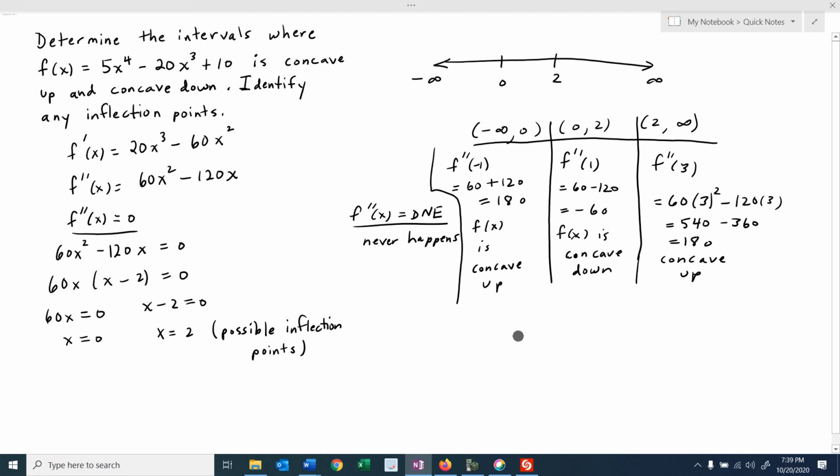Okay, so now let's see if we can identify the inflection points. So at 0, it is changing concavity, right? It's changing from concave up to concave down. That's the definition of an inflection point, a point at which the graph changes concavity. So yes, this is an inflection point, but there is also an inflection point at 2 because it does change concavity at 2 as well. So now we can declare that both of these are actually inflection points.